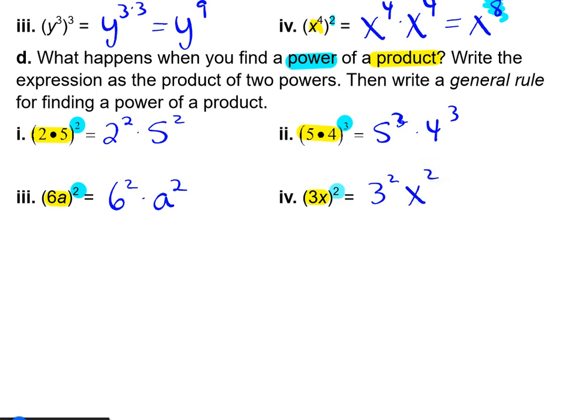And then if the numbers are reasonable, we would go ahead and multiply them out. For example, here we could do 4 times 25 is 100. 6 squared is 36, so 36a squared. 3 squared is 9. 9 times x squared.